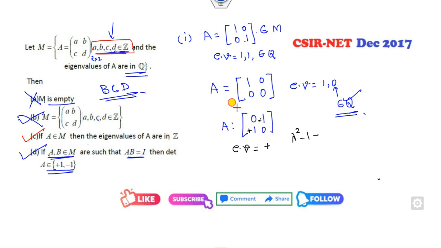Because my target is to change, take the matrix 0 1, minus 1 0, where A, B, C, D are integers. What are the eigenvalues? Plus minus iota, and the eigenvalues are not part of Q. So yes, option B is the wrong option, because it said all those A, B, C, D in Z are such that eigenvalues are in Q. But I have one counter example where the eigenvalues are complex numbers, that's why it is not part of B.